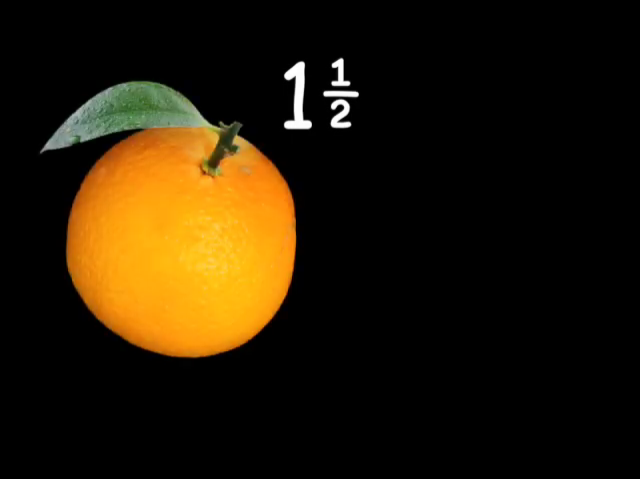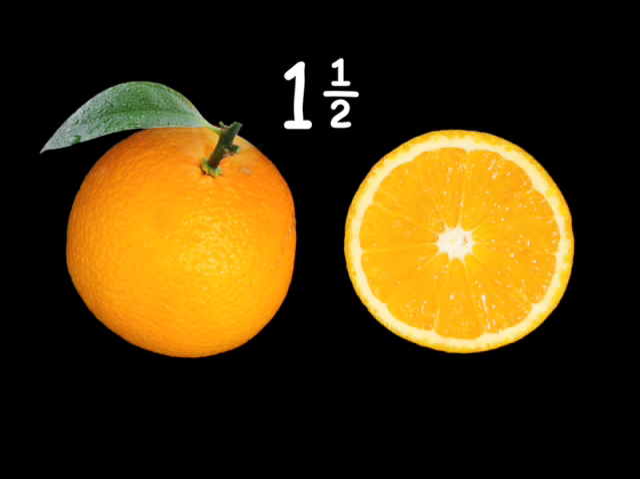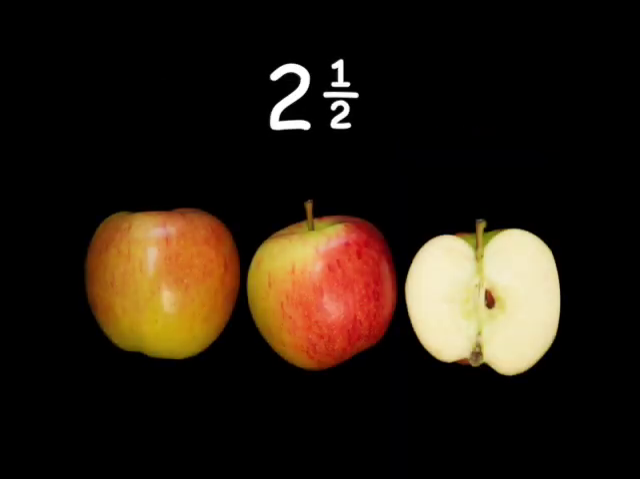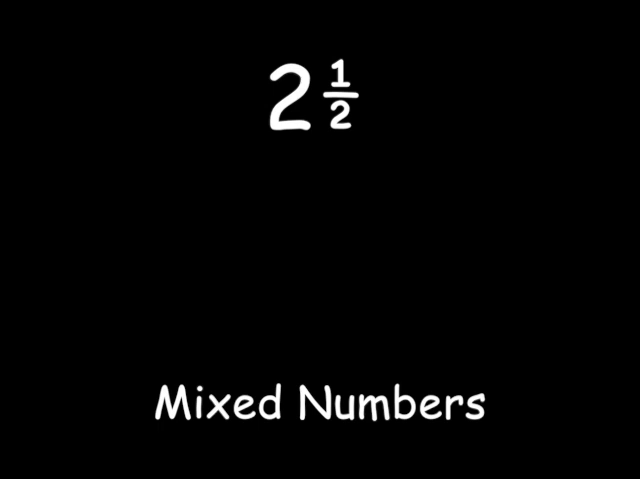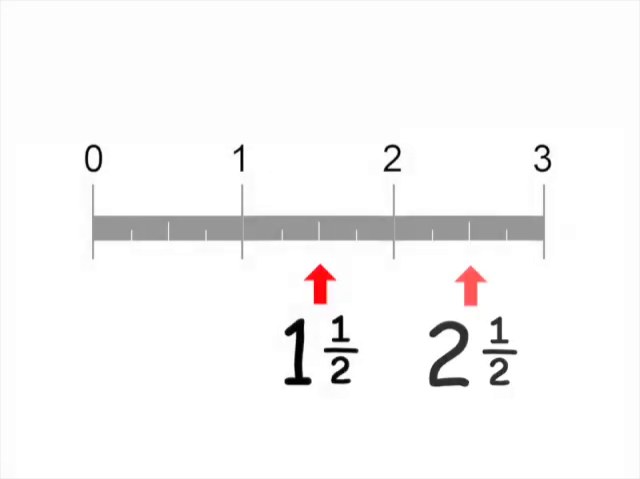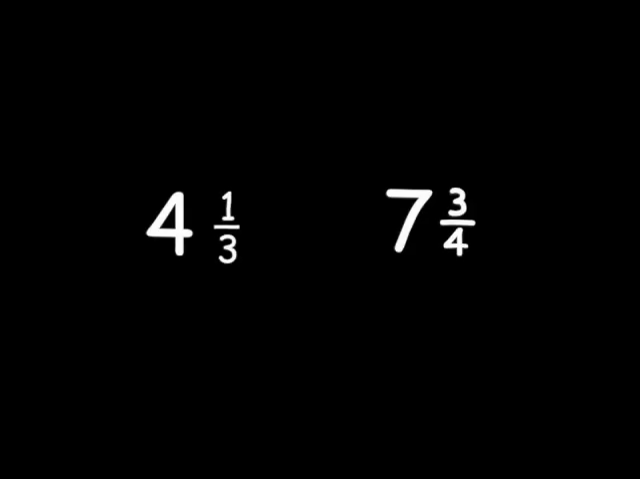For example, 1½ which is one whole and an extra half. You could think of this as 1½ oranges. Or it might be 2½, which could be 2½ apples. Numbers like 1½ and 2½ are called mixed numbers, that is, a whole number and an extra fraction part. Here they are on a number line. Other examples could be 4⅓ or 7¾.